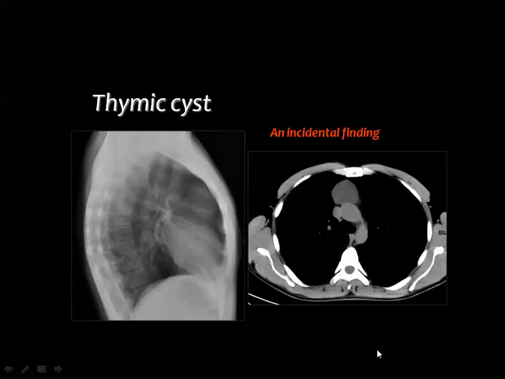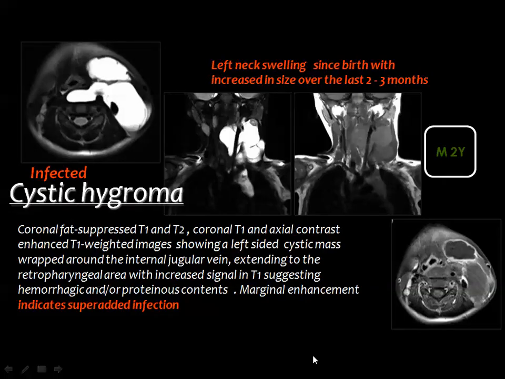And this is an incidentally found thymic cyst in the anterior mediastinum, seen in the chest X-ray lateral view as an opacity behind the sternum, and by the CT you see the clear water density of the lesion, which is located in the anatomical location of the thymic gland.